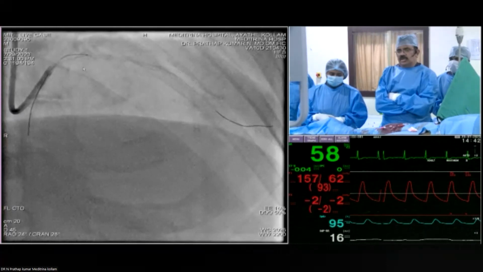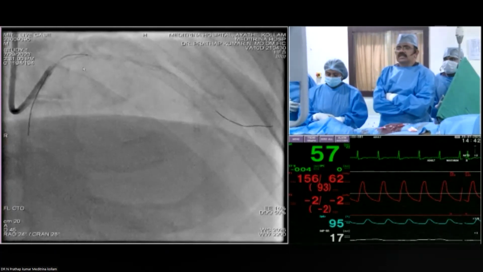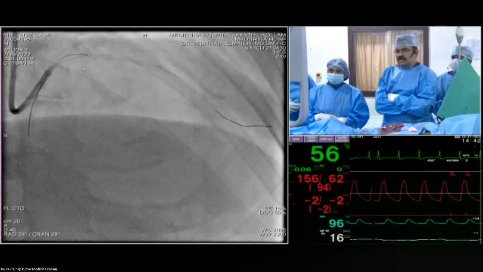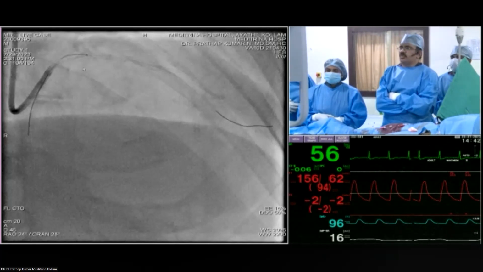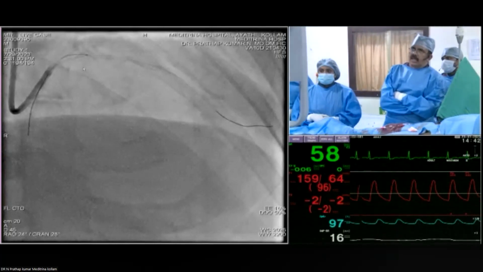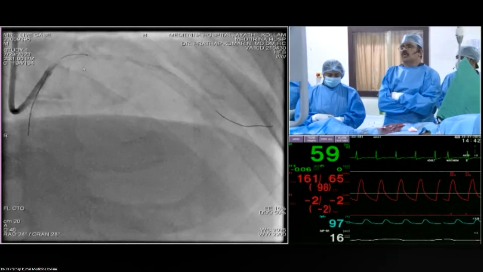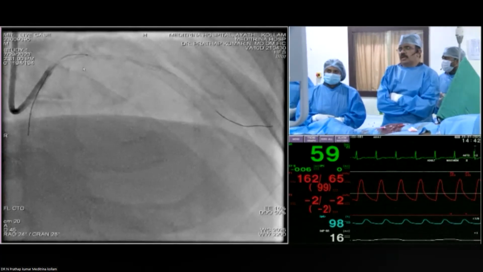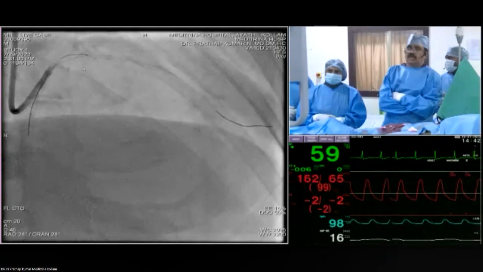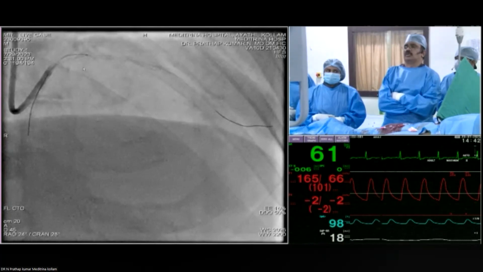Number 1 is to take a polymer-jacketed wire and make a secondary curve. Second, as you said, you can take a Supercross and cross it. Number 3 is to take a double lumen catheter, keep the wire in the LAD, and take the next wire. Or sometimes, if you are not able to do it, you may dilate the LAD ostium and create a path to take the wire in. That will be the last resort.